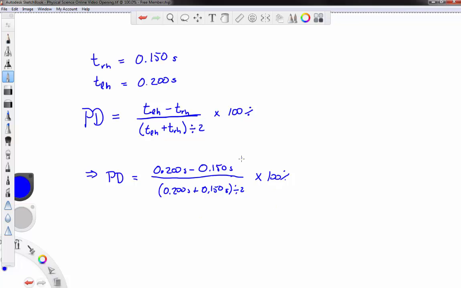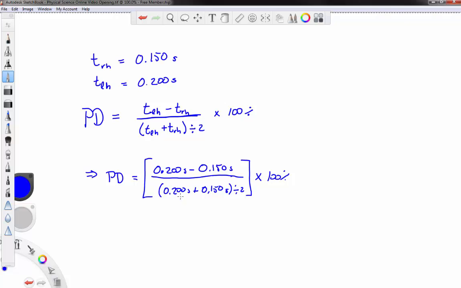Basically, you can treat this entire quotient as if there's a giant parentheses around it. So the very last thing you do is this multiplying by 100% step. You have to do everything in the numerator and everything in the denominator before dividing the numerator by the denominator. And then within the denominator, everything inside the parentheses has to happen before dividing by 2.